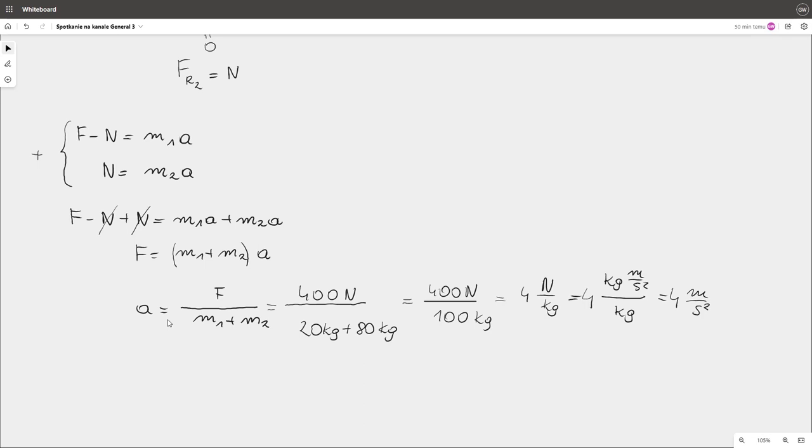I think that it is enough for first lesson about applications of Newton's laws of motion. During next lessons, we'll analyze more complex problems. So, it is the end of this lesson.